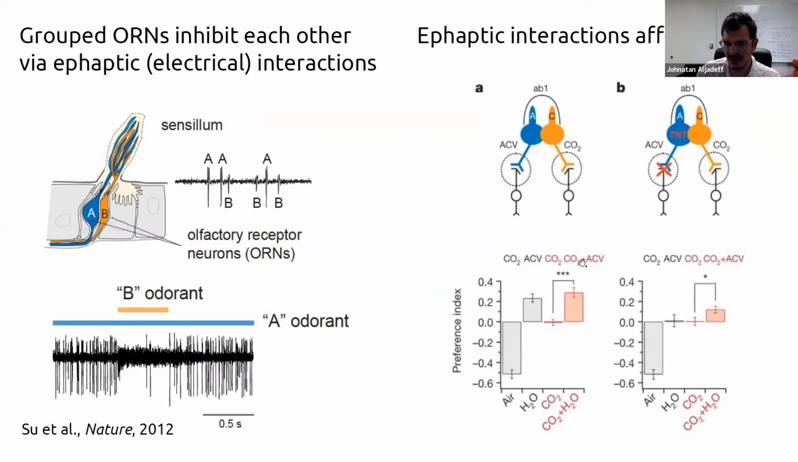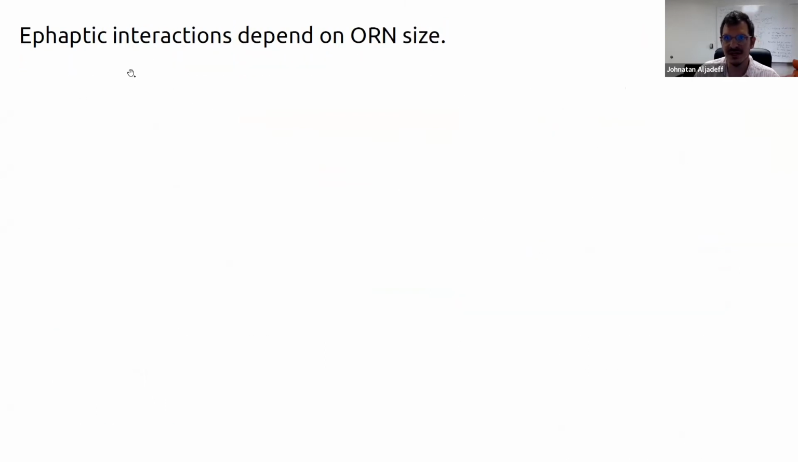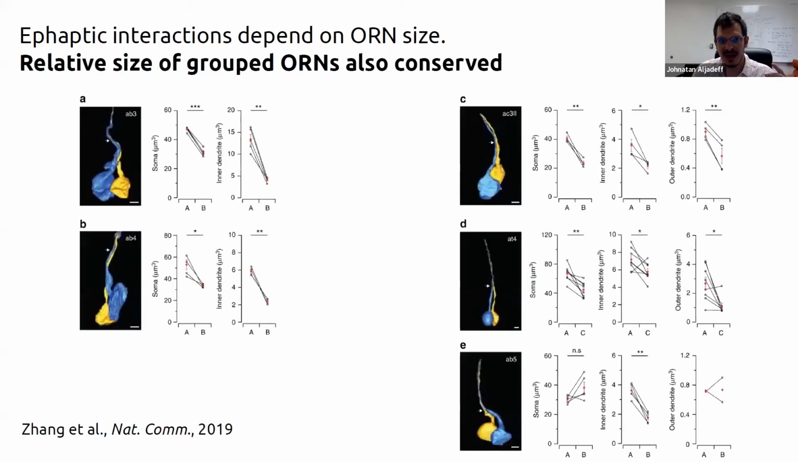Another important clue is that ephaptic interactions are known to depend on the ORN size. We can think of this as a kind of nonlinear inductor. So the strength of the interaction depends on the size of the two ORNs. Not only is the identity of the ORNs that are coupled preserved, also the relative size.